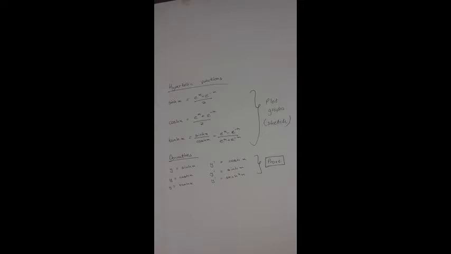You also have to prove the derivatives. For sinh x, you get cosh x. For cosh x, you get sinh x. And for tanh, you get sech squared x. You have to be able to prove these derivatives, and if you do that, you'll be home and dry.